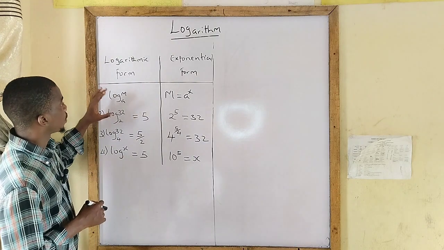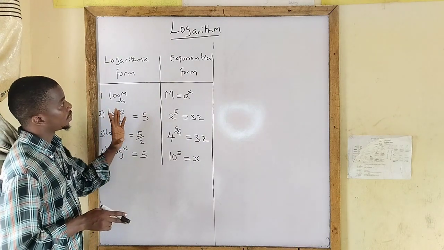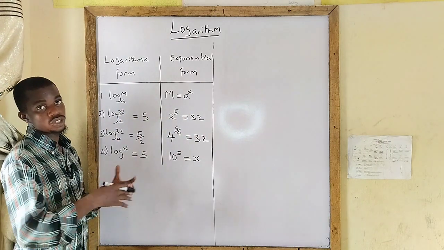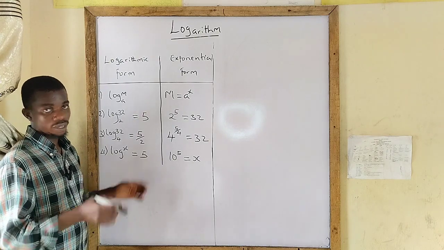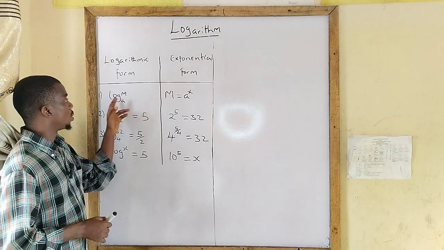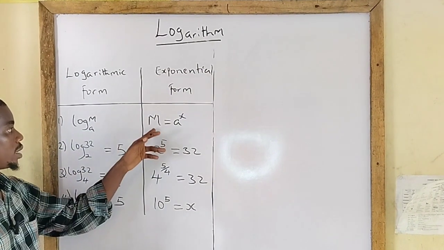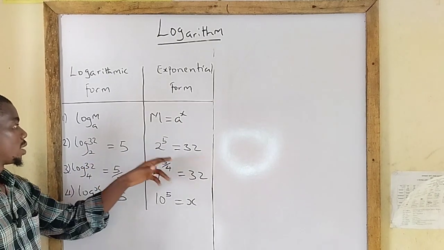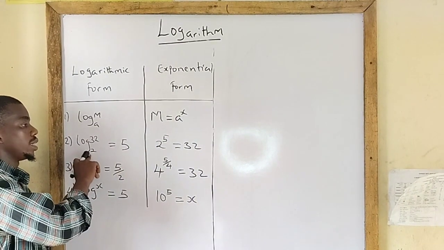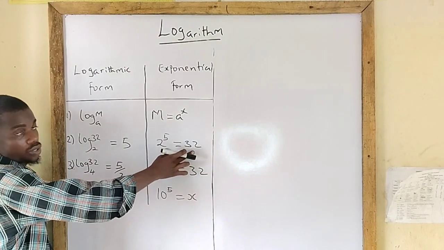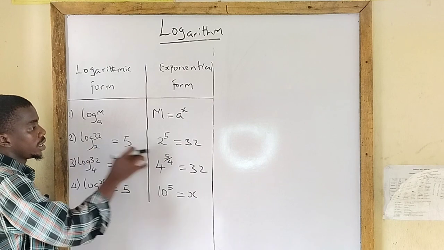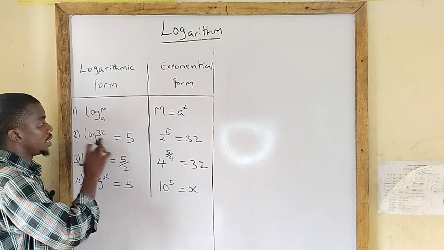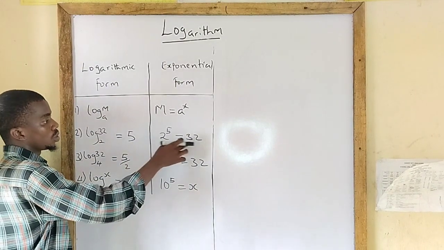Here are some examples of logarithmic forms and their exponential forms. Log m to base a. Log 32 to base 2 equal to 5. This is the logarithmic form of this statement, and this is the exponential form: 2 raised to the power of 5 equals 32.